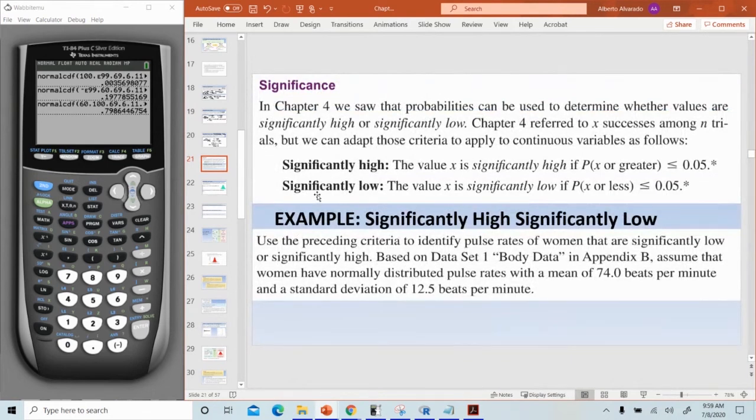Back to this again, right? Here's one from chapter 4. Something is significantly high if the probability of x or greater is less than 0.05, and something is significantly low if the probability of x or less is less than or equal to 0.05. Let's look at this question. Use the preceding criteria to identify pulse rates of women that are significantly low or significantly high. Based on dataset body data in Appendix B, assume that women have normally distributed pulse rates with a mean of 74 beats per minute and a standard deviation of 12.5 beats per minute.